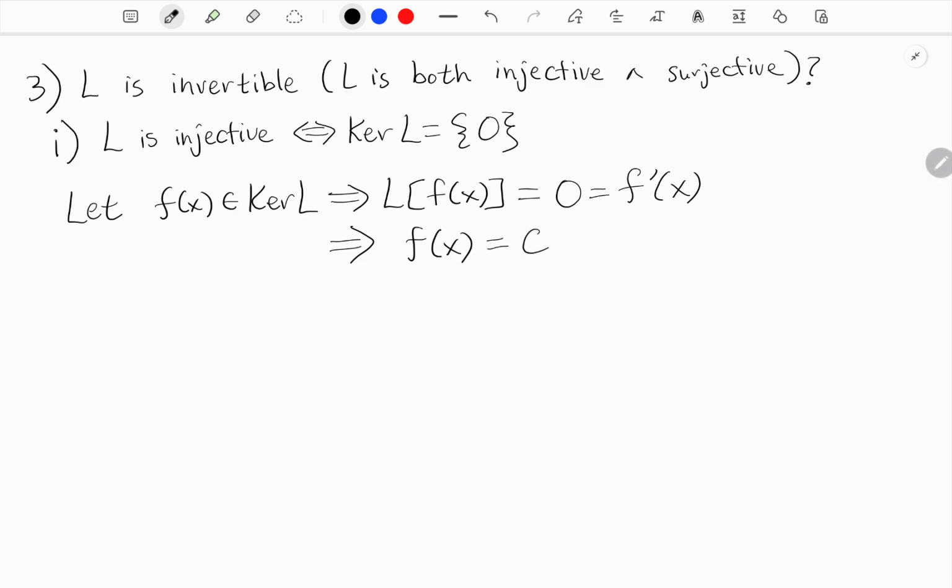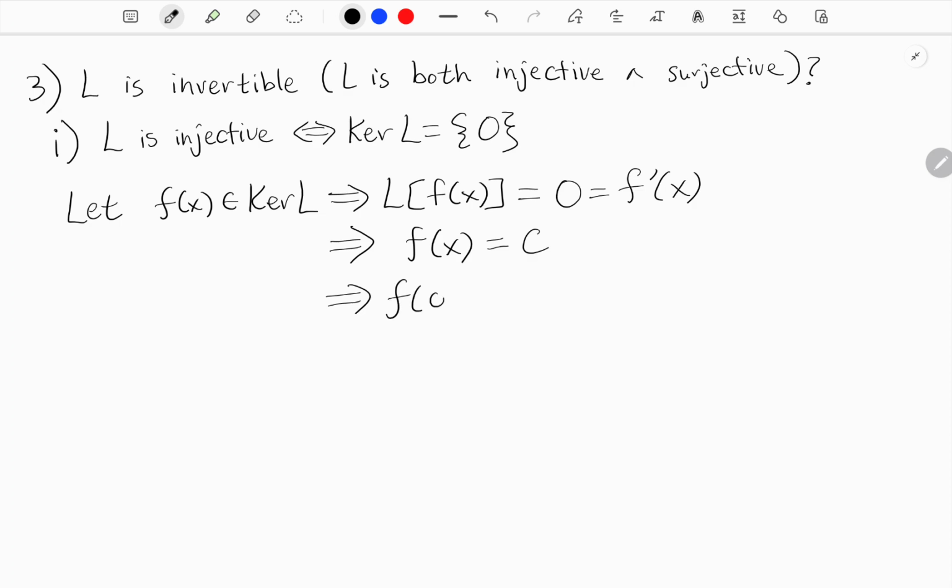It's a constant polynomial. It's a polynomial with degree 0. x to the 0 we say by convention is 1 before you plug anything into x. So we have f of x is equal to c. Now here's the thing though. f of x is in the kernel of L, but we know f of x is also in W.